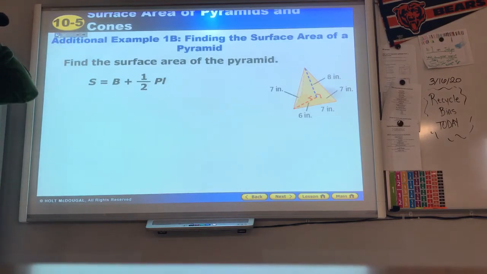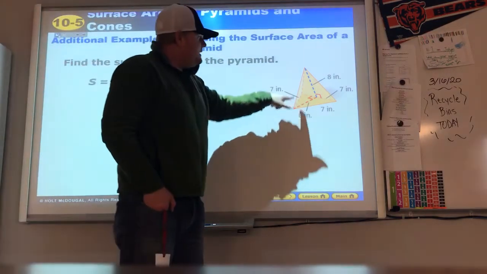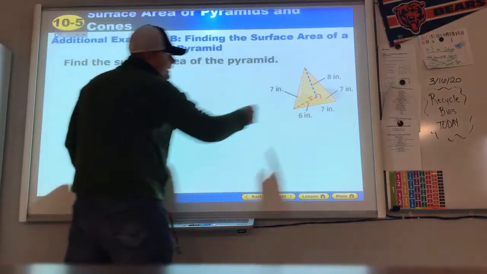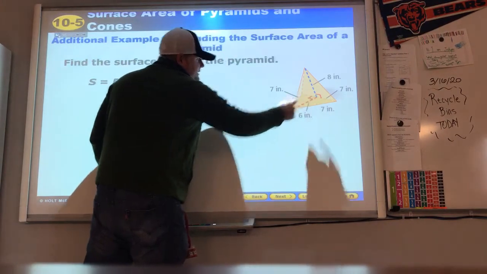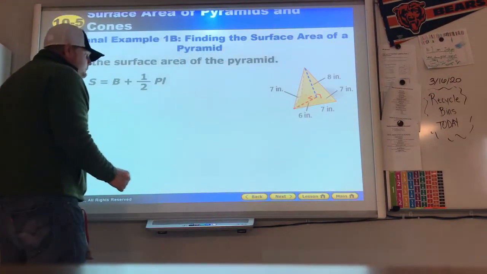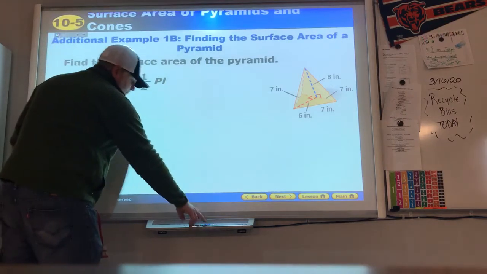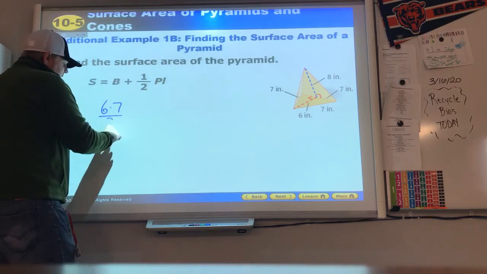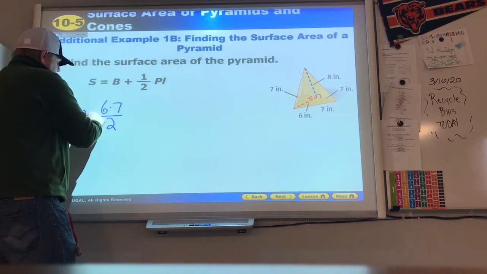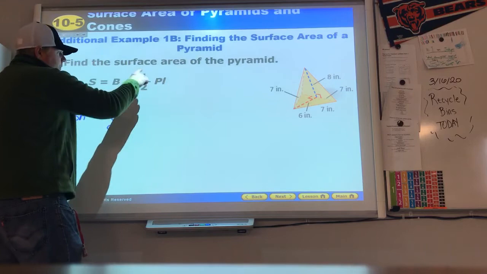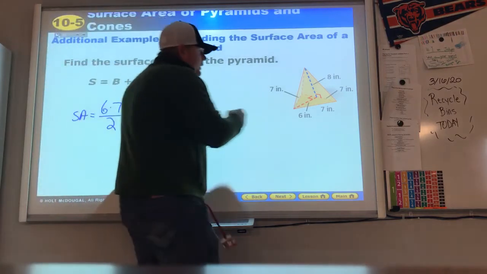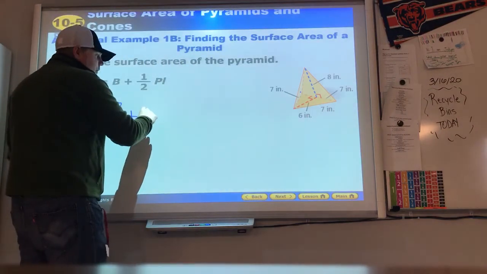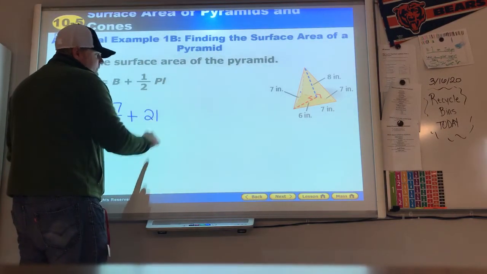So let's look at this again. Please notice they've changed it. Now it is a triangular prism. Okay? To find the area of the base, the height of the base is 6, length is 7. All right? So I take 6 times 7, and for a triangle, divided by 2. Okay? Now I have to look at the other part. Perimeter. 7, 7, 7. So the perimeter of my bottom triangle is 21.